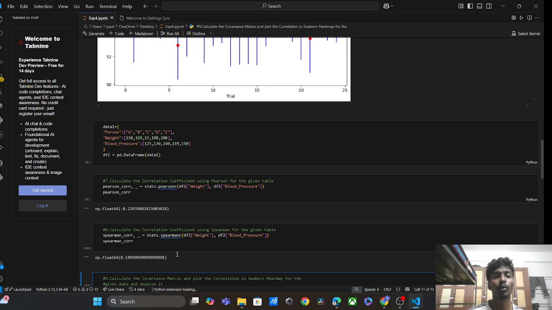For the eighth one, we use Spearman correlation, which is rank based and it detects monotonic relationships, not just linear ones. It's useful when data is not normally distributed.